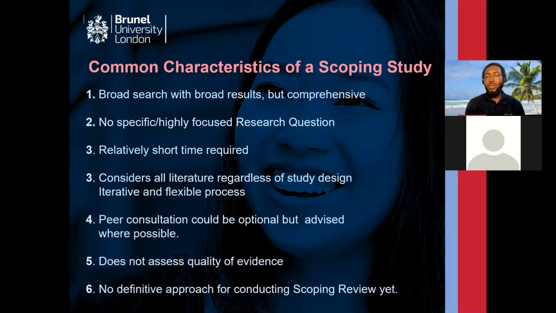So, common characteristics of a scoping study. First, it's a broad search with broad results, but very comprehensive. So there is no specific or highly focused research question with scoping review, unlike the systematic review, which will have specific constructs within a line of thought. It's not that way with scoping review. It's a bit broad. Then it's also relatively short. Something you can do in a short time. So that's another good thing about that.